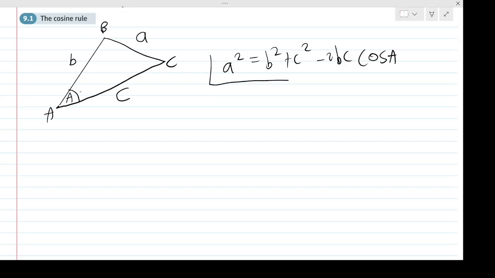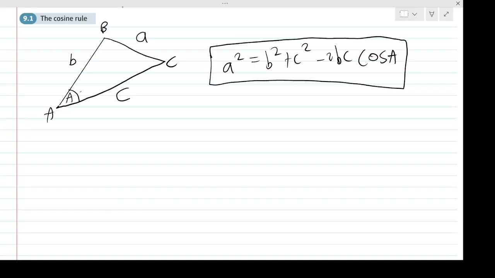Now, you do not get given this in A level. I don't think you should be at GCSE as well, but I think for GCSE with the COVID support, you might be getting the formula. But you do need to know it for A level. It's not in the formula book. But that's the cosine rule.